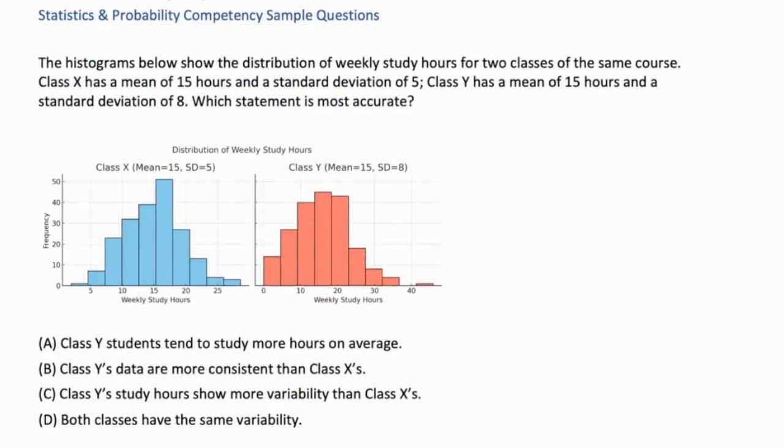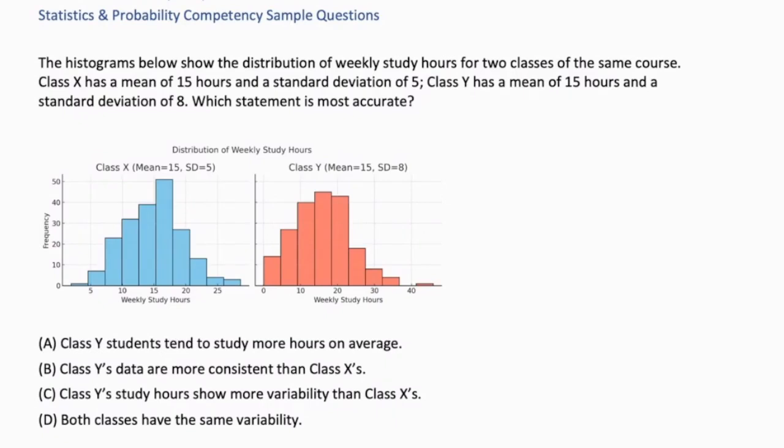The histograms below show the distribution of weekly study hours for 2 classes of the same course. Class X has a mean of 15 hours and a standard deviation of 5. Class Y has a mean of 15 hours and a standard deviation of 8. Which statement is most accurate? A, Class Y students tend to study more hours on average. B, Class Y's data are more consistent than Class X. C, Class Y's study hours show more variability than Class X. Or D, both classes have the same variability.